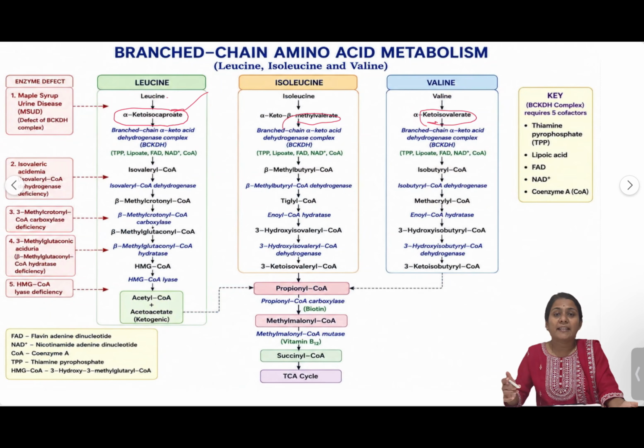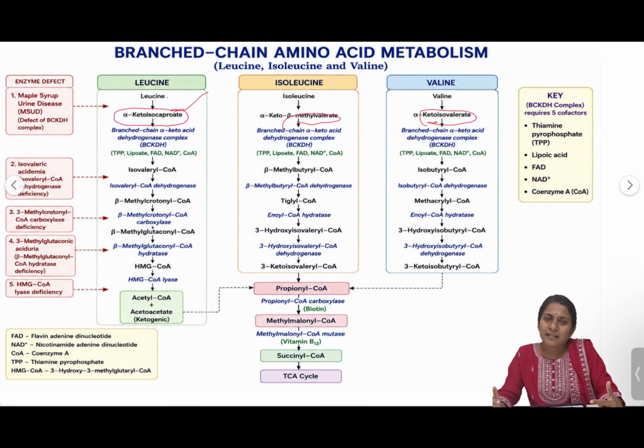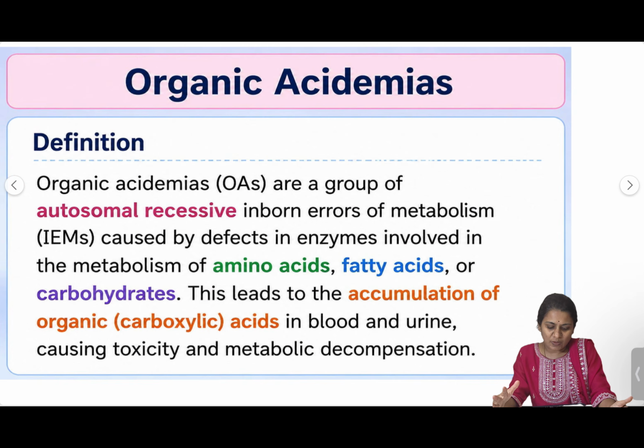So what are organic acidemias? Now let's start in depth regarding organic acidemia. Organic acidemias are due to a defect or deficiency of a certain enzyme in the metabolism of either carbohydrate, fat or amino acid. A specific enzyme deficiency leads to accumulation of organic acids. And most of these organic acids are carboxylic acids.